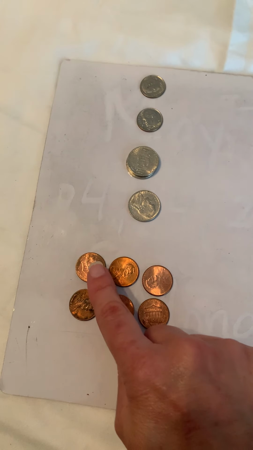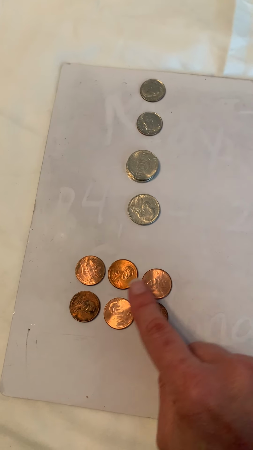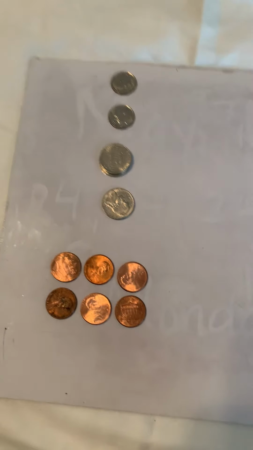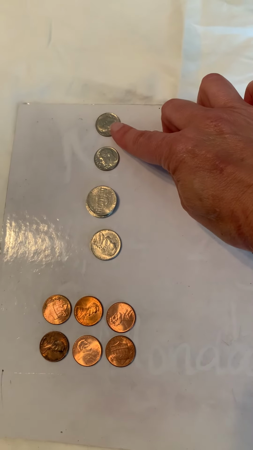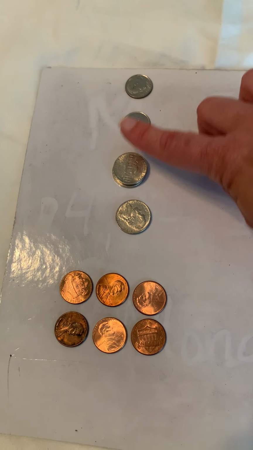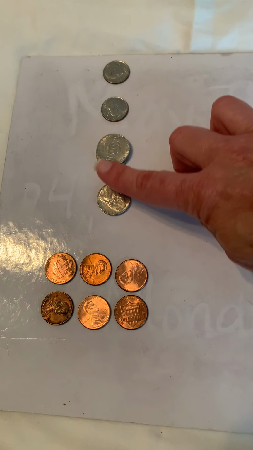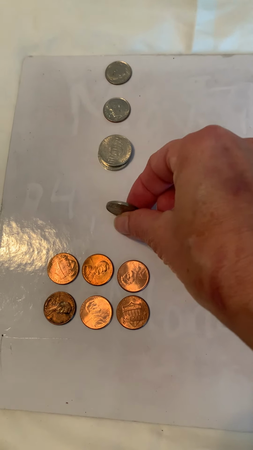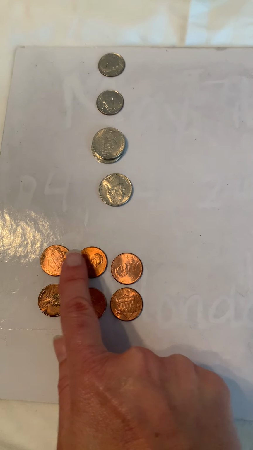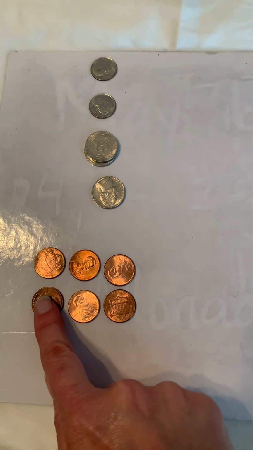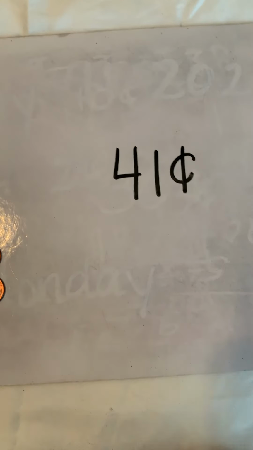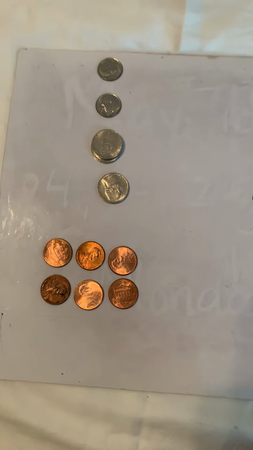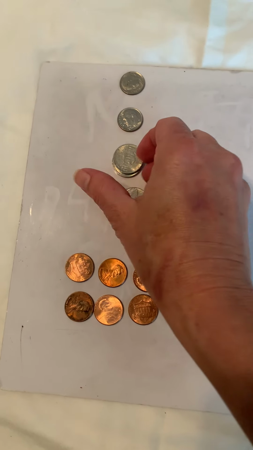How many pennies do I have? 1, 2, 3, 4, 5, 6. I cannot stack them to make 10, okay? So now I've got, let's start here, 10, 20, 30, 35, 36, 37, 38, 39, 40, 41. 41, that's right. I got the same thing by stacking them, right?